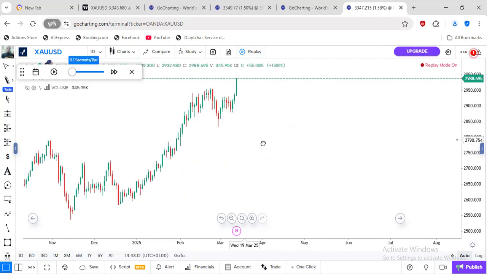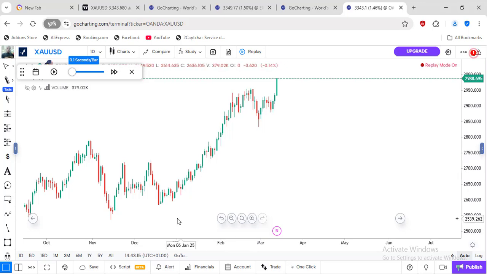So if you see a market structure like this, it's already obvious that price is in an uptrend. Okay, this is a high, right?